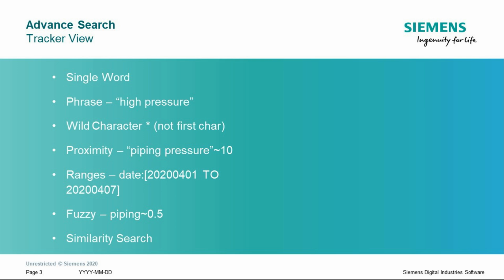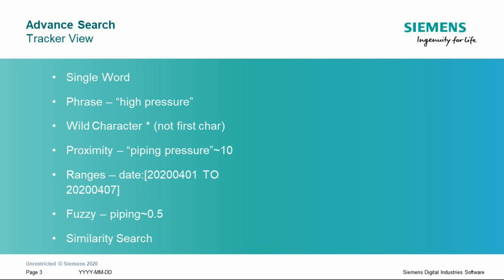So you put in the word you're looking for, a tilde, and its value if you want to change it from 0.5. What you're going to find with a search like this might be piping, might be siping, S-I-P-I-N-G, if you have that in there. It might be pipes, P-I-P-E-S. So the fuzzy logic is going to return values that range from exact to similar in nature to what you're actually searching for. So these are the more complex approaches to doing the search in the Lucene bar at the top of the tracker.